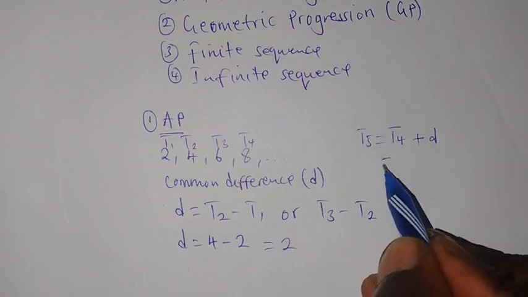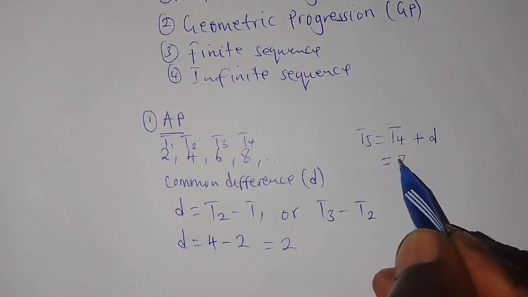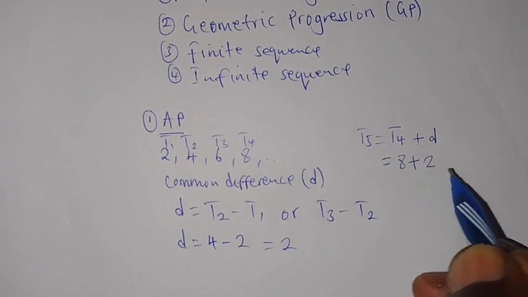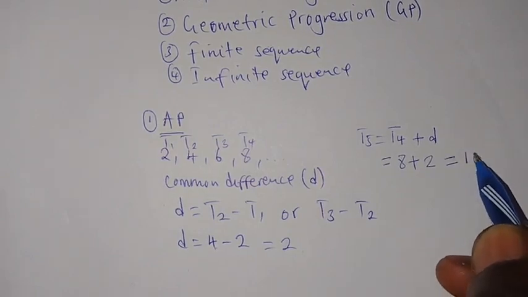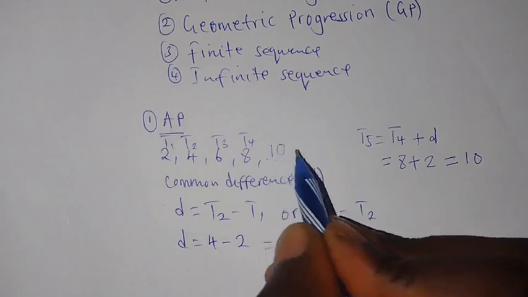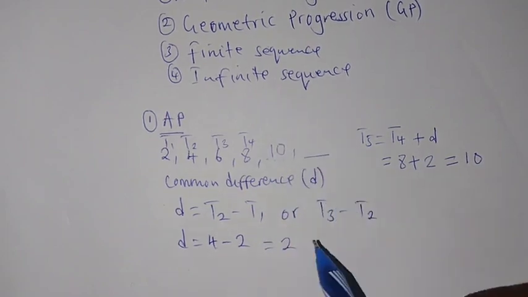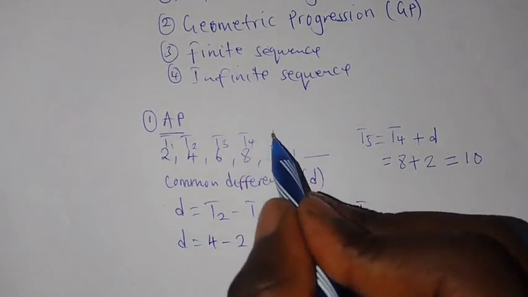So in this case, my term 4 is 8. The difference is a 2. So the next term will be a 10. So here we have a 10. Just like that, if I want to find another term, so 4, 5, this is term 5.